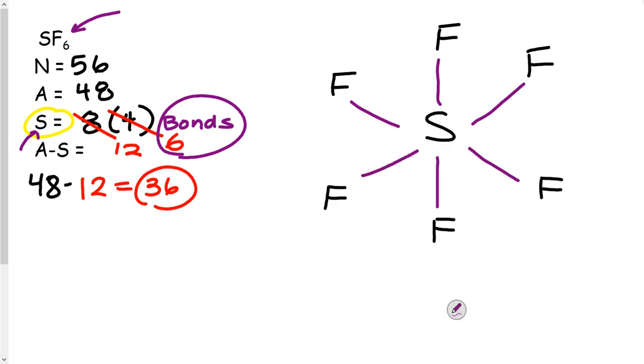I have 36 electrons. Each fluorine to get to an octet is going to need 6 to get to that point. And my sulfur is expanded. Perfectly legitimate and fine.